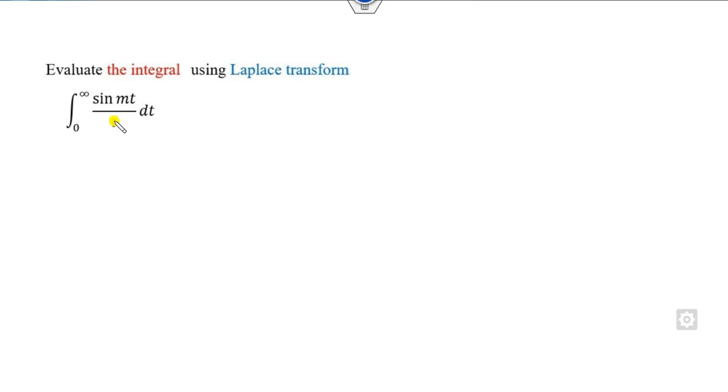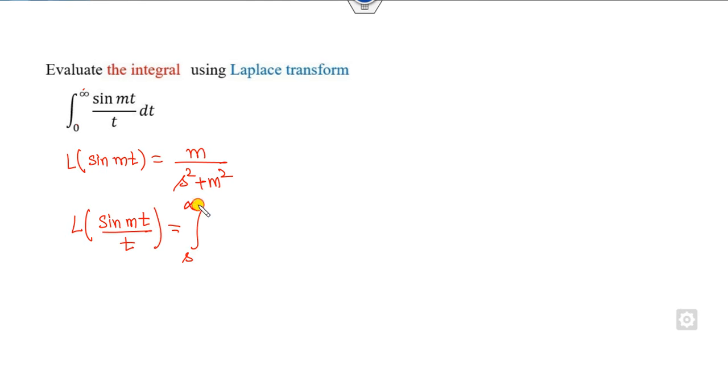Now again you can see, I can firstly find the Laplace of sine mt. It is m over s square plus m square. Again 0 to infinity is there, so I can start with the Laplace. Then what is the rule for this sine mt divided by t? So whenever it's an integration you have to start from the Laplace of this quantity. Fine. Now can you find the integration of this? That is nothing but tan inverse s over m. So you can substitute from s to infinity.